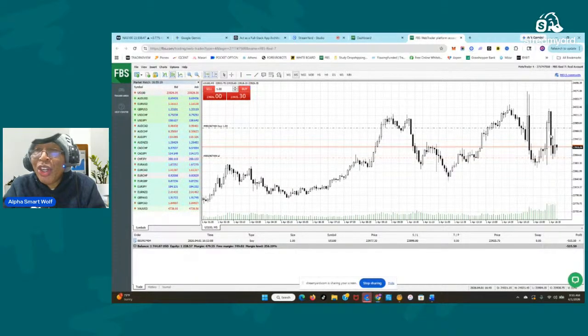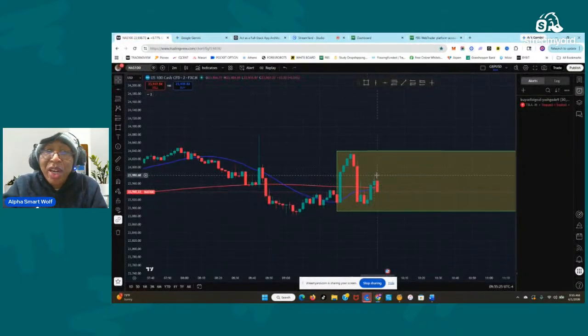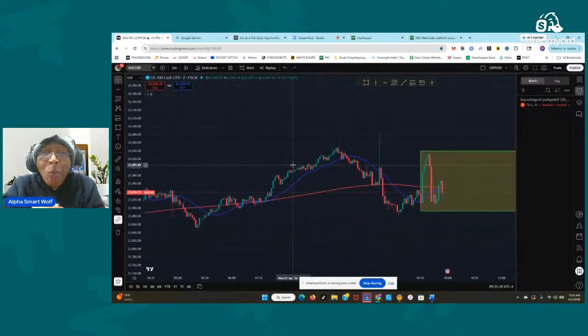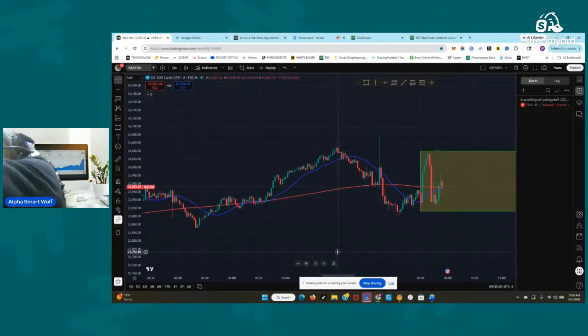There is a lot of pressure to go down. You can see the wicks are really on the top here, so there's a lot of pressure for NASDAQ. Yeah, you can see this is producing an explosive downtrend. The 200 is bending down. The 20 is trying to cross to go up.